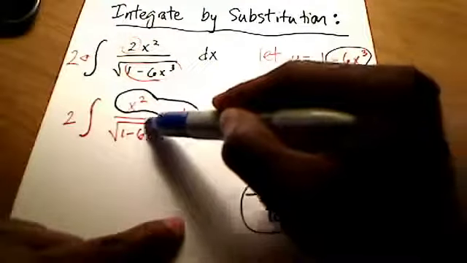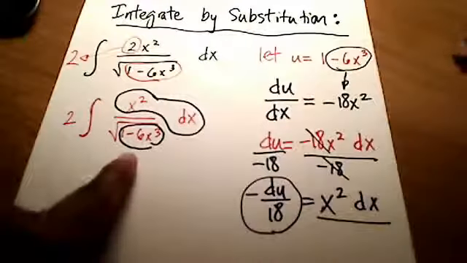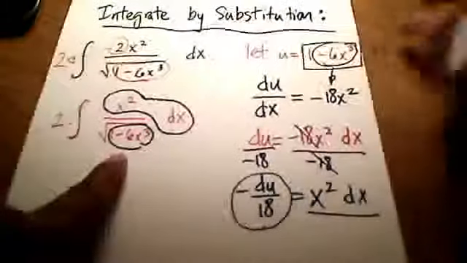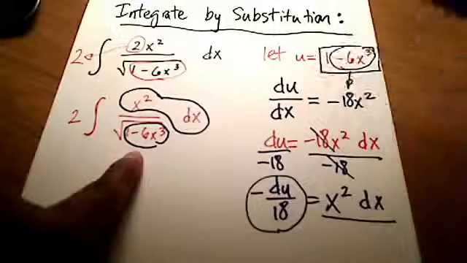In place of this, the thing inside of the square root, that's all of this right here, I'm going to replace that with a u.